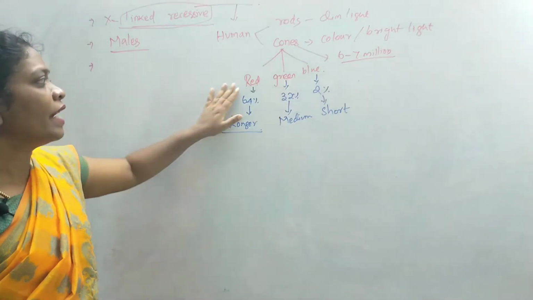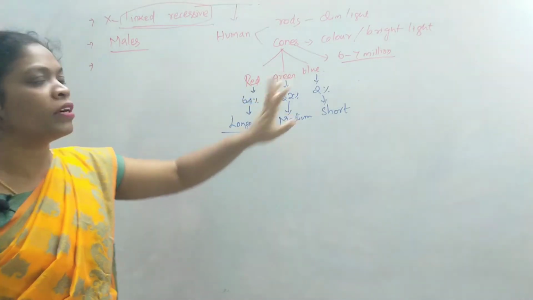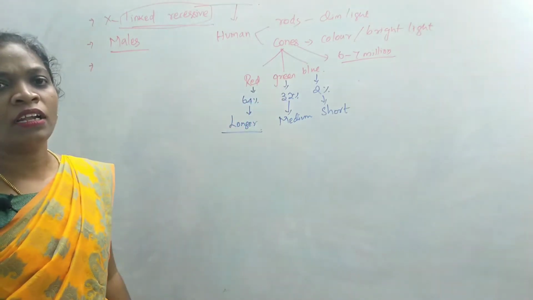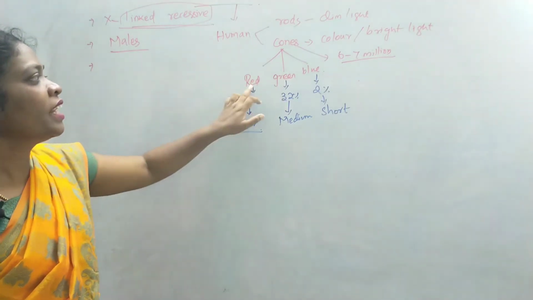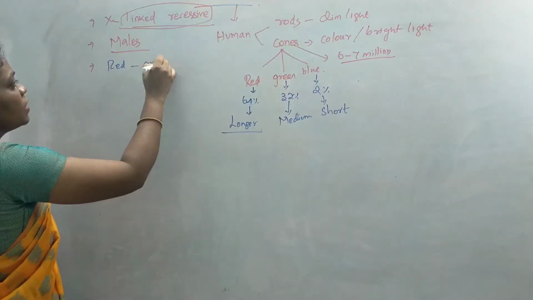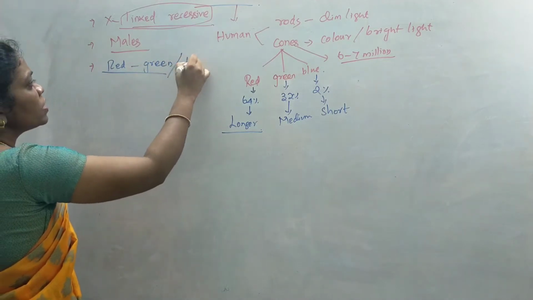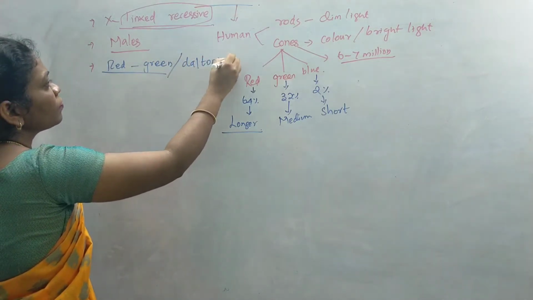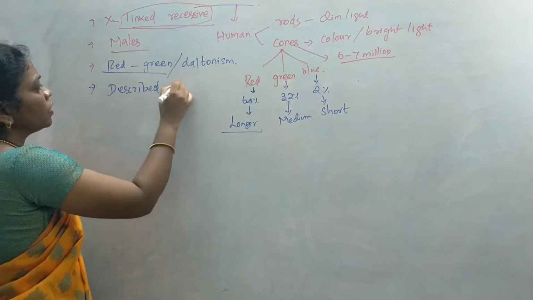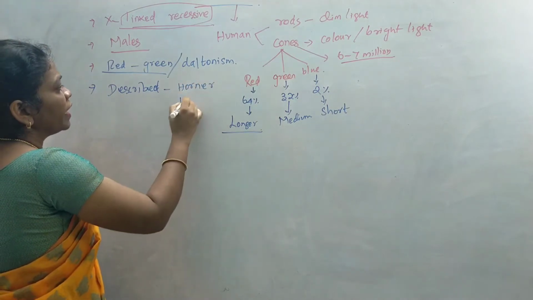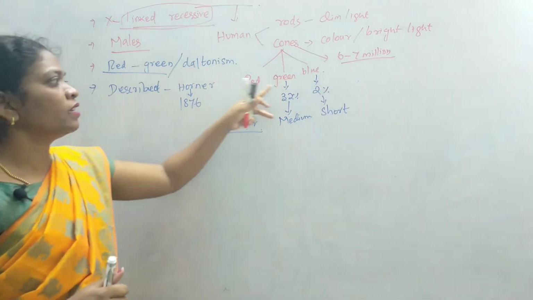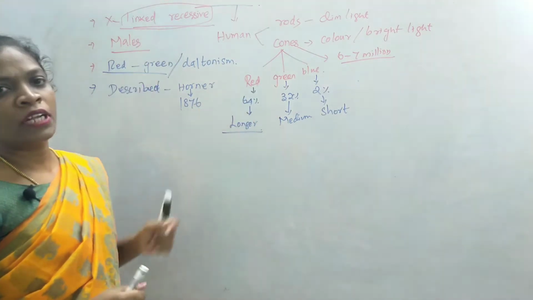People will have a problem identifying colors when they have a problem with these three different types of cones. All the other colors we see are a mixture of these three colors. Now we are going to learn about red-green color blindness, also known as Daltonism. This disease was described by Horner in the year 1876. People cannot differentiate red and green color in this type of color blindness.